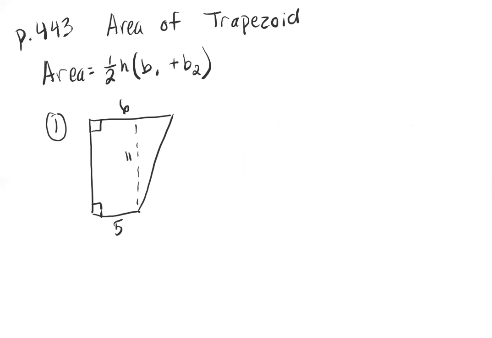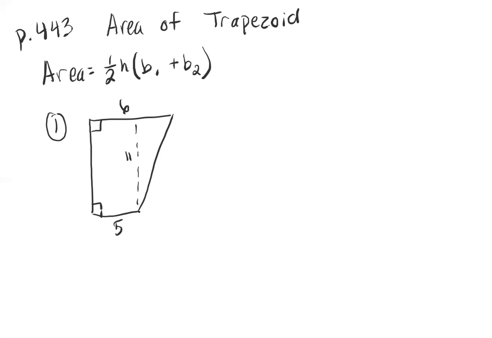The thing is that they won't be labeled. So they need to be able to look at 1/2 times height times in parentheses base 1 plus base 2 and know that that's the formula to find the area of a trapezoid. Or look at area equals base times height and know that they can use that for a parallelogram or a rectangle or a square. And that 1/2 base times height would be for a triangle.